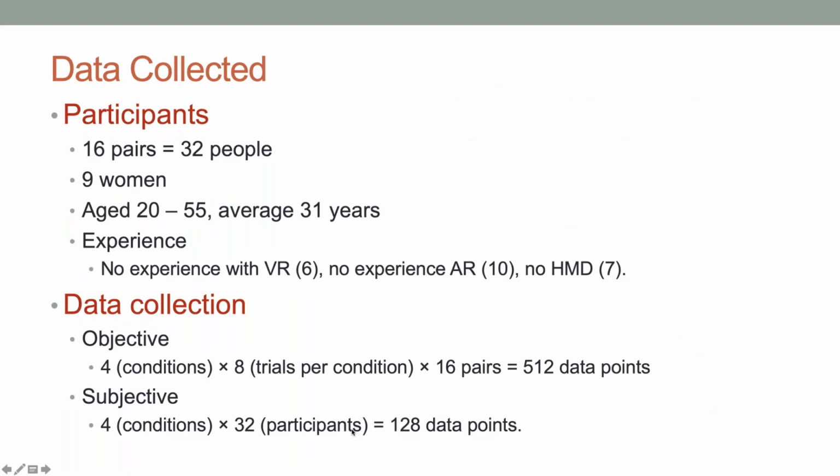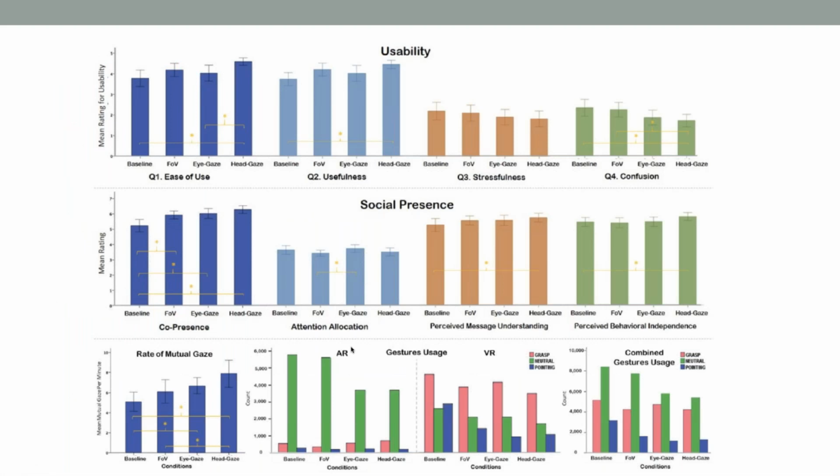We had 32 people, so 16 pairs. Most of them had no experience with VR or AR. We collected 512 data points of objective data and 128 data points of subjective data. This is what some of the data looked like. It's not important to remember this, of course, but it gives you an idea of the diversity of data we get. You can see these top two rows are all survey data, with questions around ease of use and usefulness, giving a response on a scale of 1 to 7, and then the social presence and the communication scores.